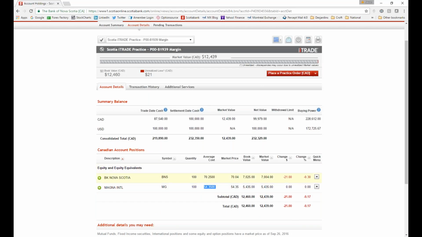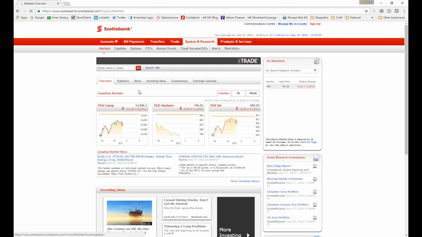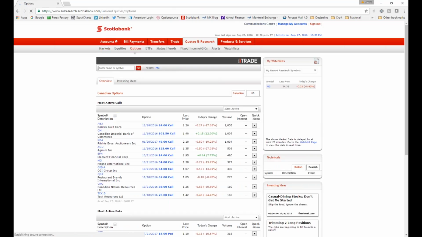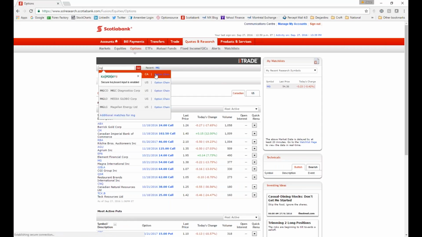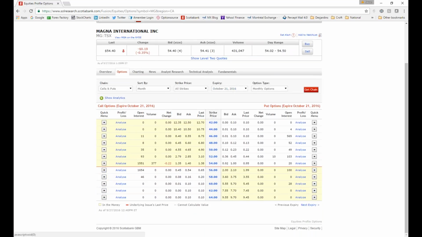Now what we want to do is go to the options market. So we're going to circle back to quotes and research, and we're going to jump right into the options market here. I'm going to type in the symbol. In this case, we're looking at options that are expiring October 21st, so just under a month until expiration. I'm looking here at the 56 strike call options. What I'm prepared to do is say, okay, I think Magna's going to chop around a little bit for the next month.